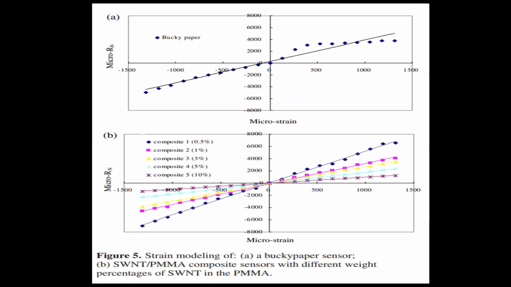As you can see, the Bucky paper entered inelastic deformation before 500 microstrain. You can see the yield curve there. The linear strain behavior is illustrated here by the CNT composite, and as the CNT concentration went up, less strain variation was detected.